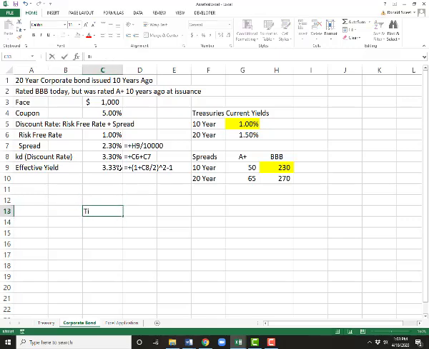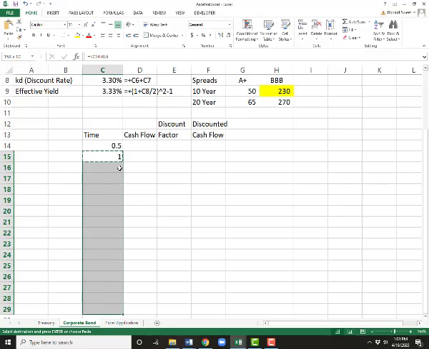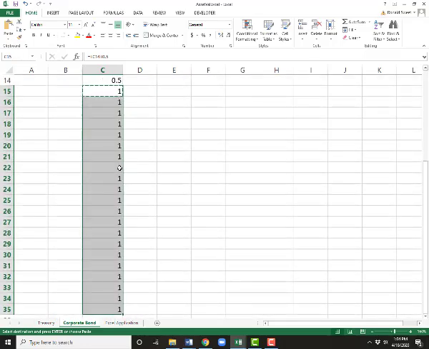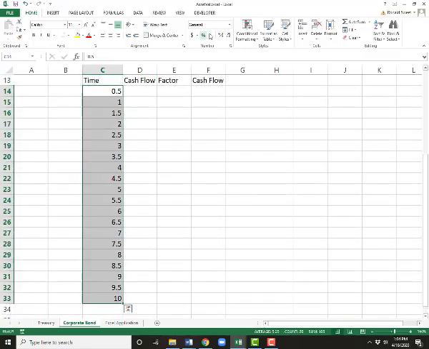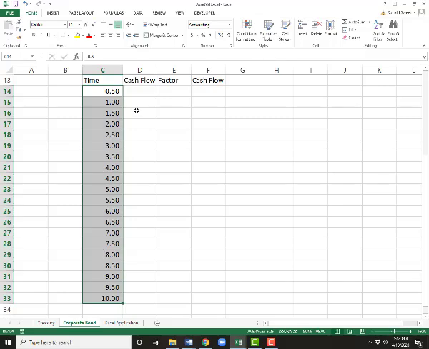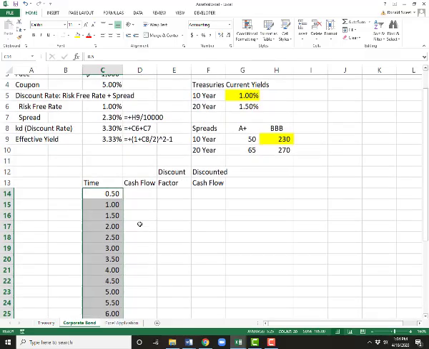And so down here, we'll do time, cash flow, just like we did before, discount factor, and discounted cash flow. Remember, your first time is half a year. You'll take half a year plus 0.5. We need to go down 20 lines. So we want our last one to be year 10. So we go down 20 lines, but we have from 0.5 to 10.